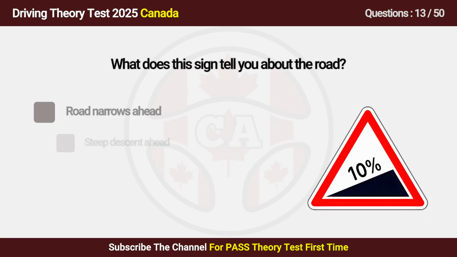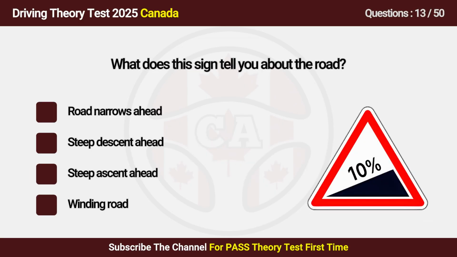Question 13. What does this sign tell you about the road? A. Road narrows ahead. B. Steep descent ahead. C. Steep ascent ahead. D. Winding road.